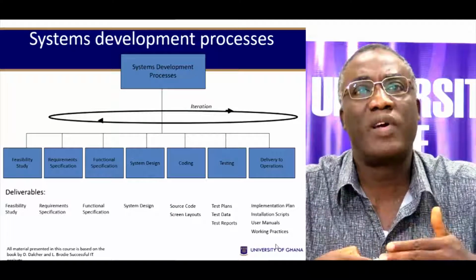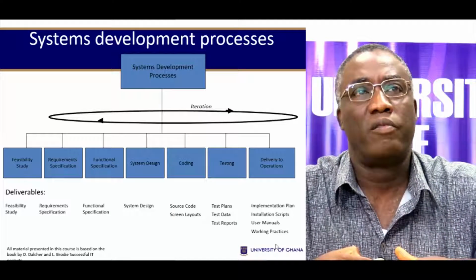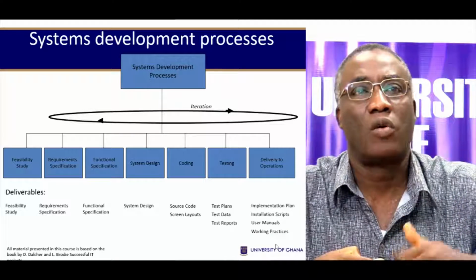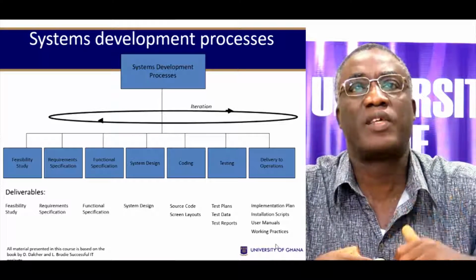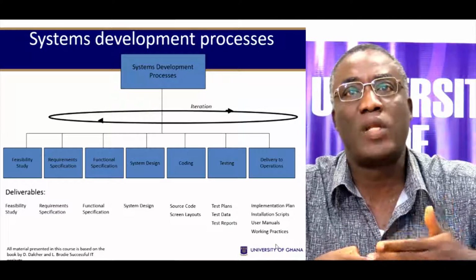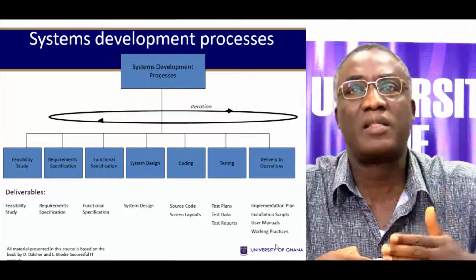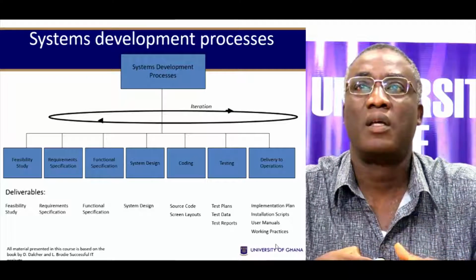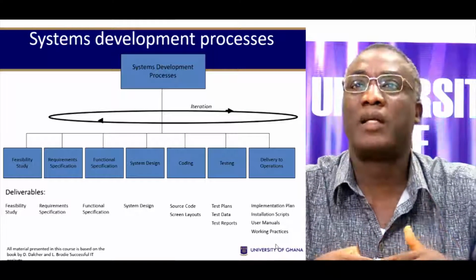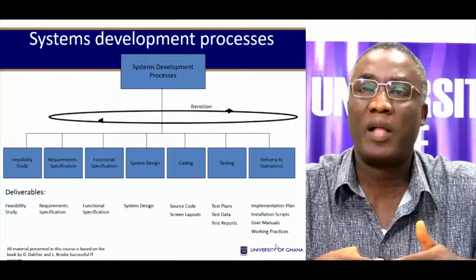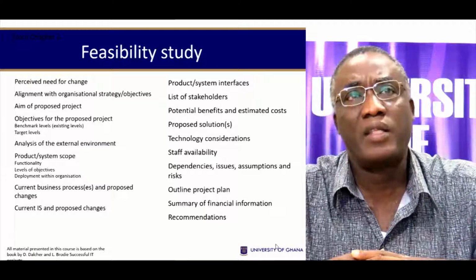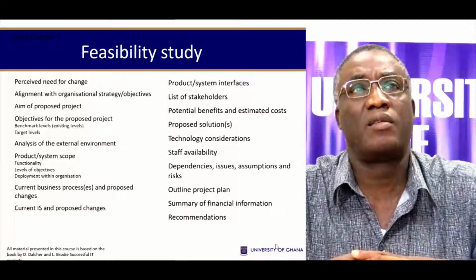What things do you deliver at the end of these processes? For the feasibility study, you need what? A feasibility report. Of course, requirement specification, functional specification, system design, source code and screen layouts, test plans, test data, test reports. And for the delivery to operations, you need the implementation plan, installation scripts, the user manual, and the working practices. The feasibility study, these are things that we have identified already or talked about in an earlier session.